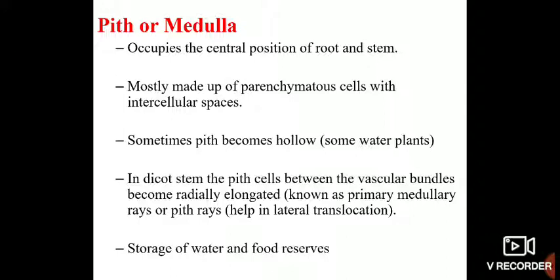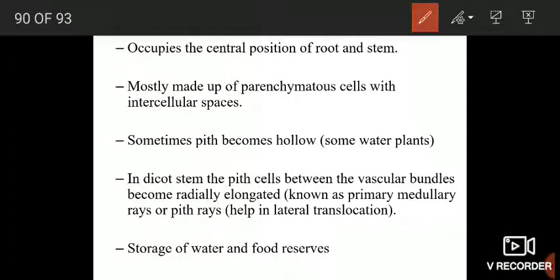Pith or medulla occupies the central position of root and stem. The central position in a root and stem is made up of pith or medulla. The cells of pith are mostly parenchymatous and they possess large intercellular spaces between themselves. Sometimes pith becomes hollow. The cells of pith are lost and the pith becomes hollow, resulting in the formation of a pith cavity. An example is in some water plants.